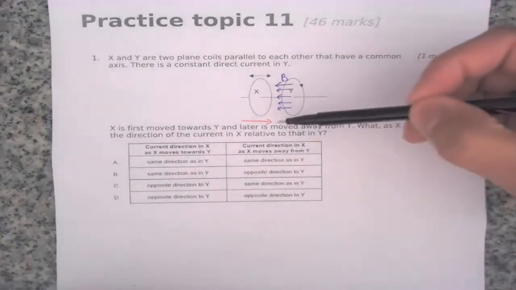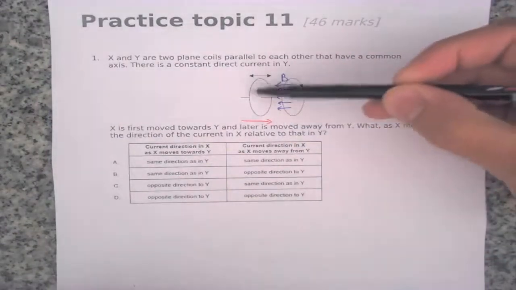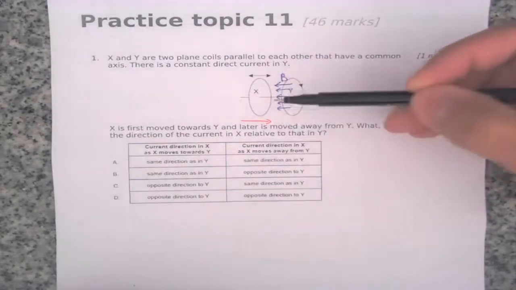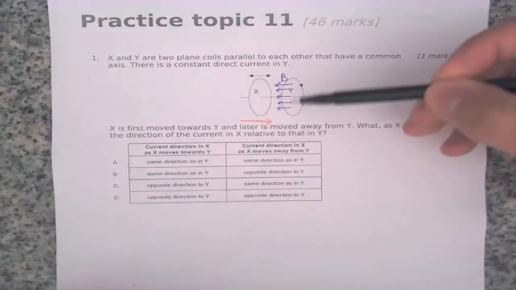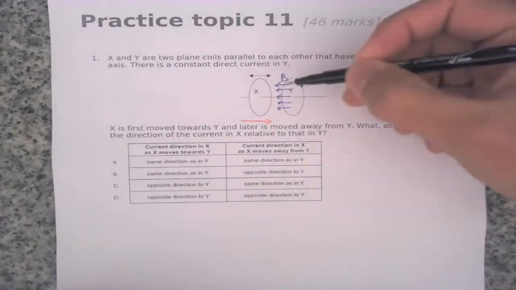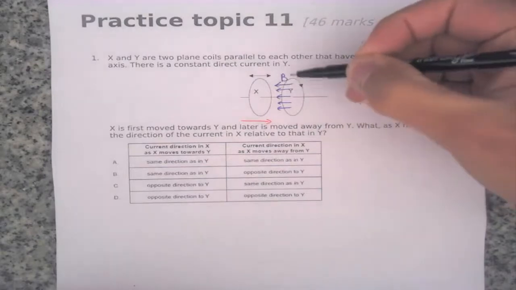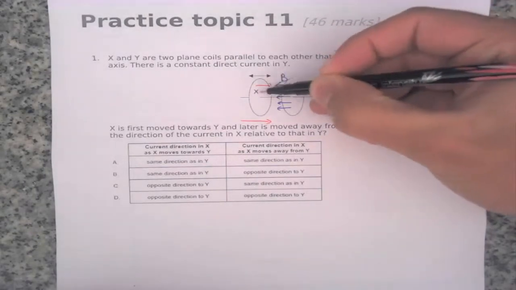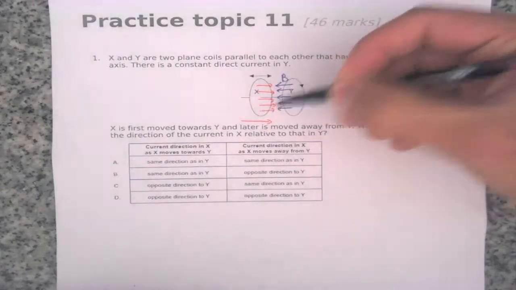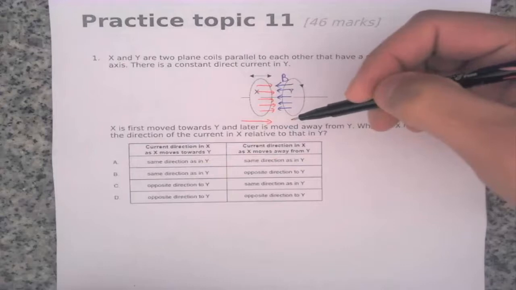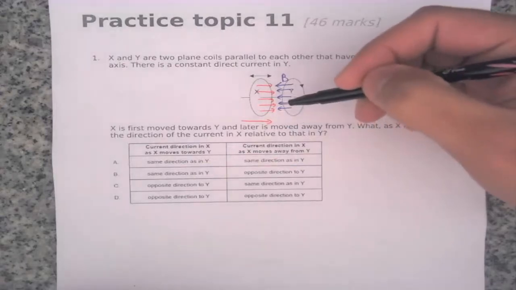As it moves to the right, a current is created here, and it creates a magnetic field that needs to oppose the change of magnetic field. So if the magnetic field is on the left, we need to create a magnetic field to the right in order to oppose the magnetic field that creates this new induced current.